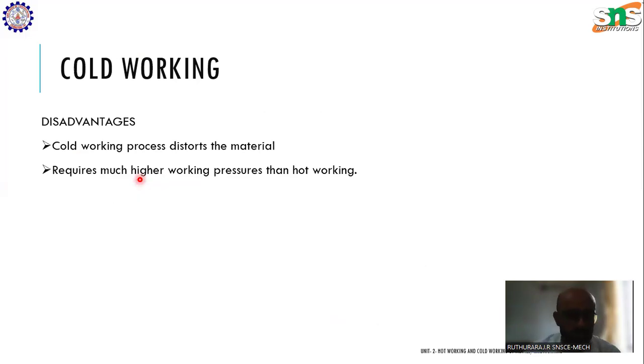As a disadvantage, as I said, if you overexert the material, distortion may take place, and it also needs much higher working pressure than hot working. In hot working, you are heating the metal. When you heat the metal, it becomes softer. Softer materials require lesser load to deform compared to normal materials. Hence, the cold working process requires higher load or higher working conditions compared to the hot working process. So that's a major drawback of the cold working process.